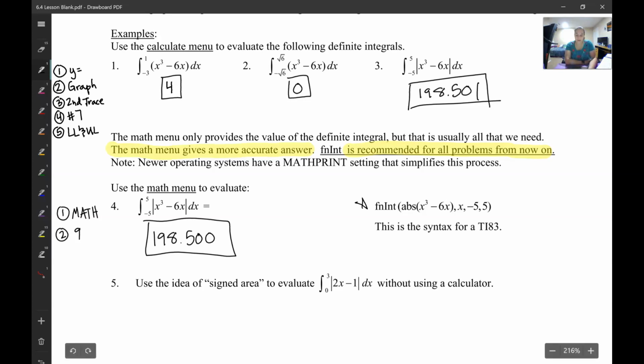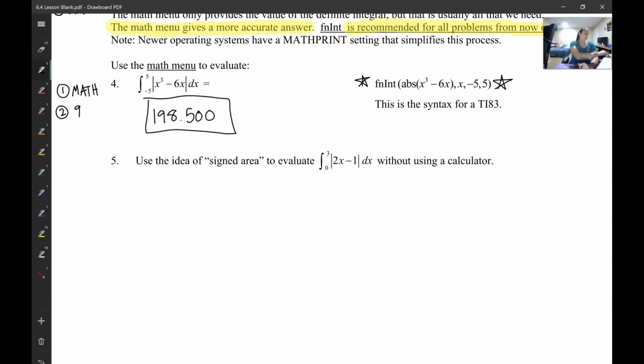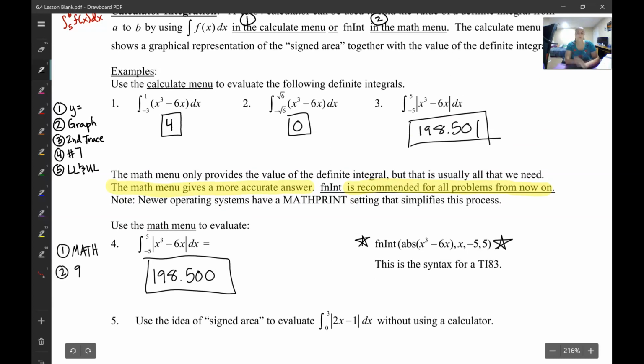Now, one little side note, just so you know, right here, if you have an older calculator, so it doesn't give you that fancy menu, this is how you would type it in. So here's your equation, here's your dx, what variable you're integrating in, lower limit, upper limit. Okay, that is it for this video. We're all done calculating the definite integral using a calculator. From here on out, we're going to do it by hand for the rest of this lesson.